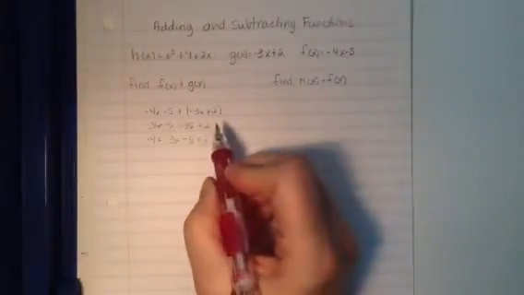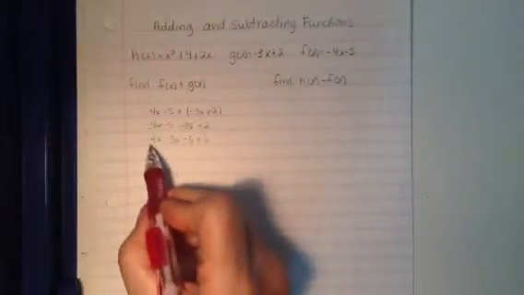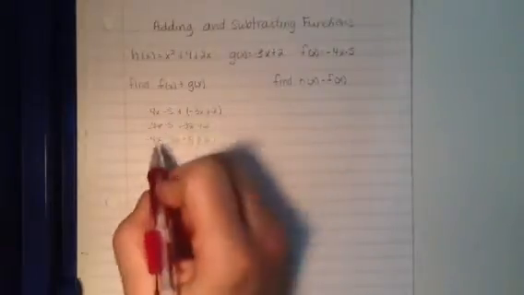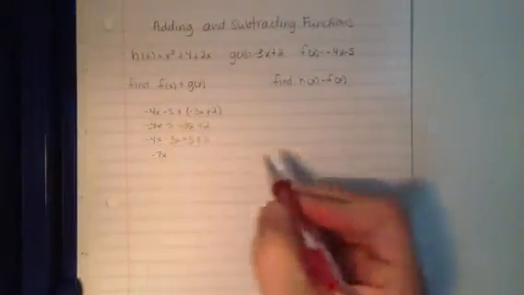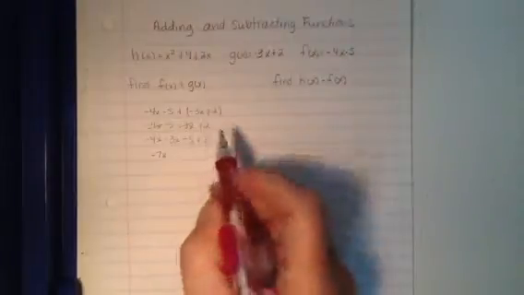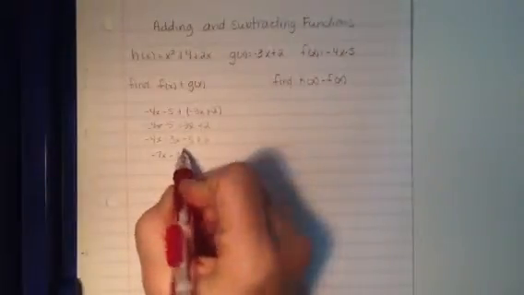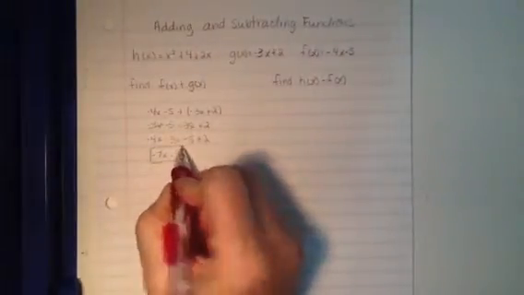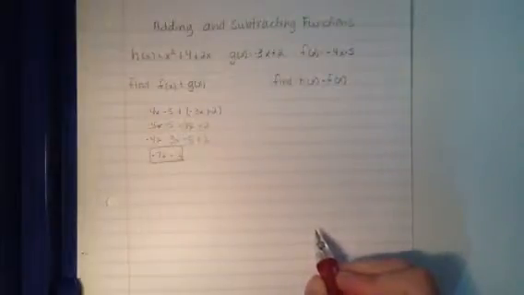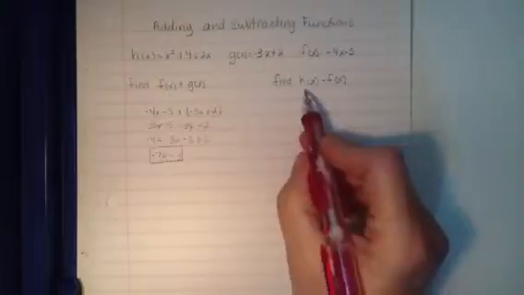Then all I have to do is go back and combine my like terms. If I have negative 4x's and I subtract 3x's, I get negative 7x. If I have negative 5 plus 2, I get negative 3. And there's my answer.